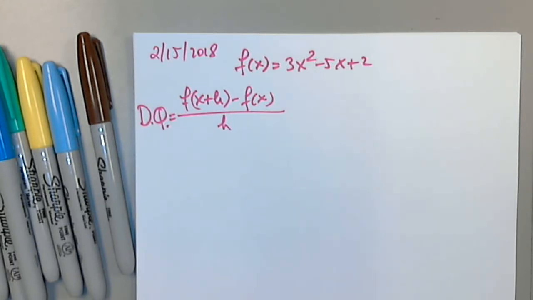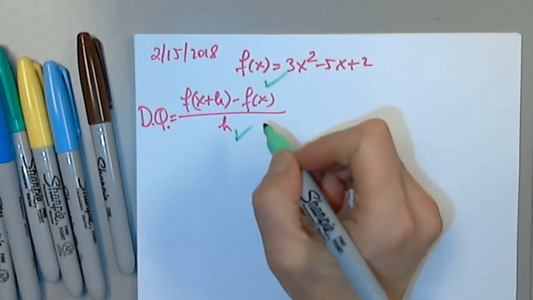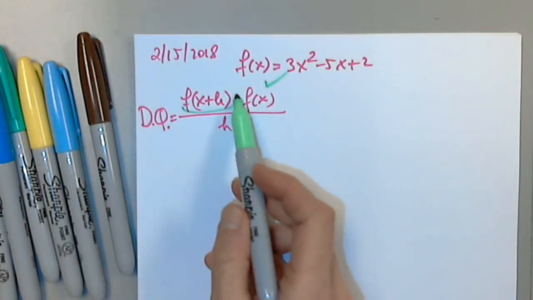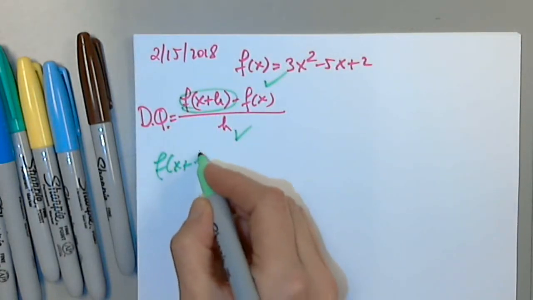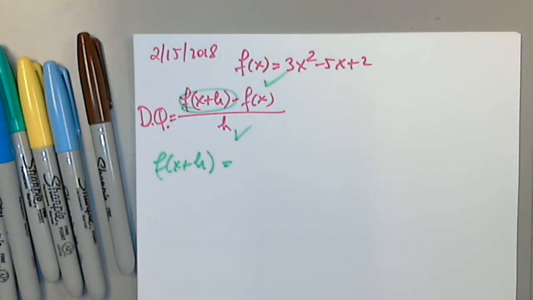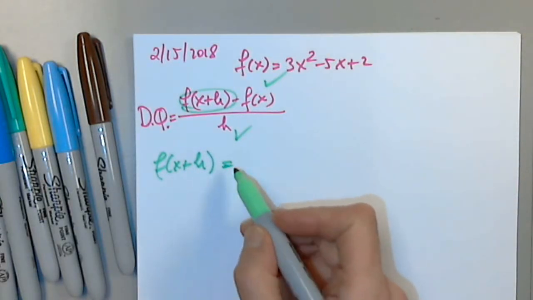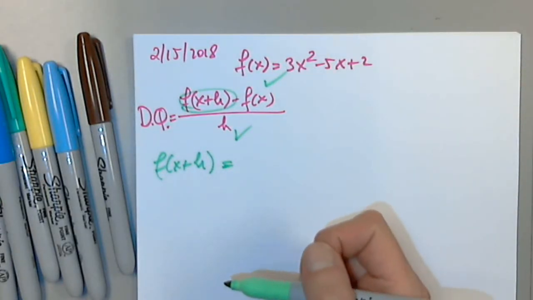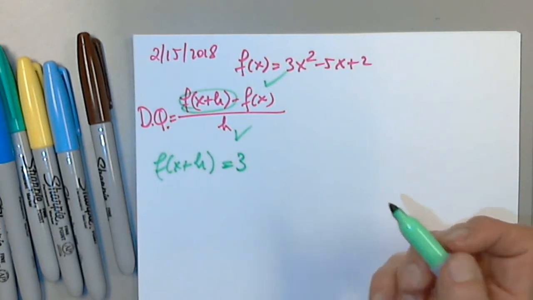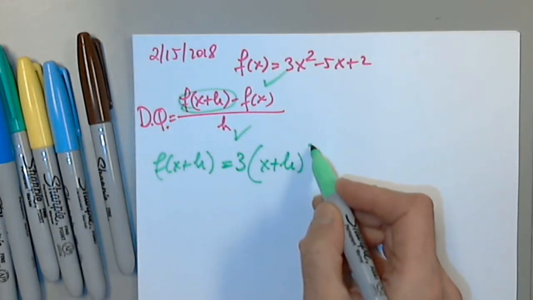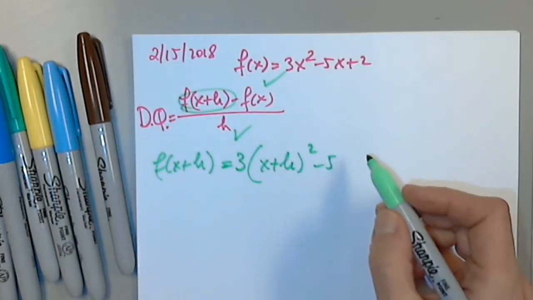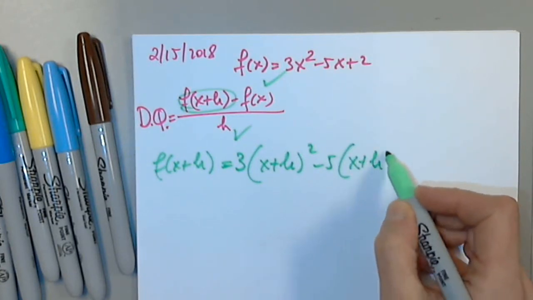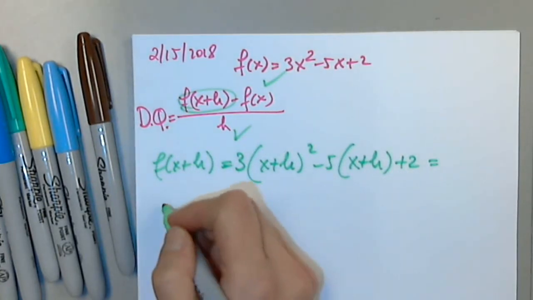Okay, good. So as we discussed, we have this and we have this, but I don't have f of x plus h. So f of x plus h is 3 parentheses x plus h squared minus 5 parentheses x plus h plus 2. Thank you, Dallas.